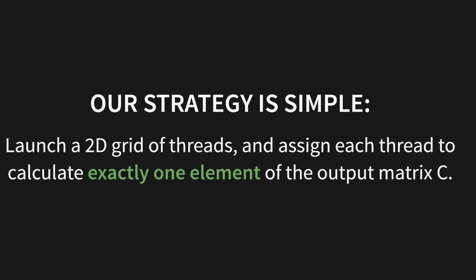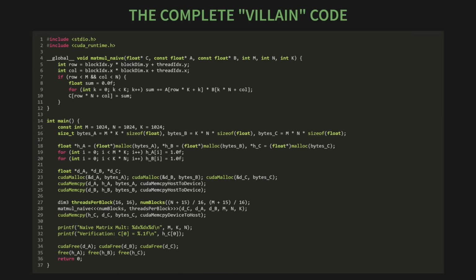All right, here it is, the complete villain code. Now don't worry, I'm not going to read this whole thing to you. Let's just hit the highlights. Inside our kernel, matmul_naive, the first 2 lines are exactly what we saw before. Each thread calculates its unique row and column index. Simple. Then we have a boundary check, of course, and the heart of it is this for loop. This is the dot product. sum plus equals A[row * K + k] times B[k * N + col]. It's the mathematical definition of matrix multiplication, translated directly into code.